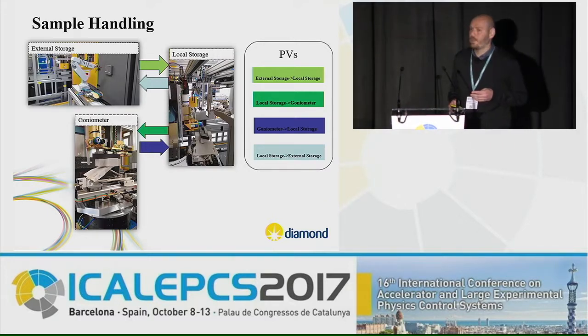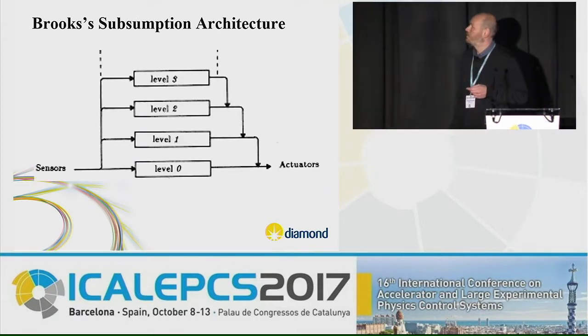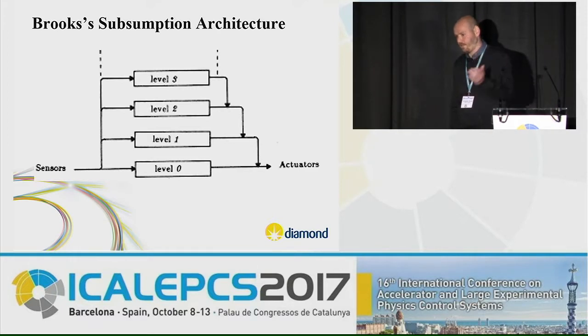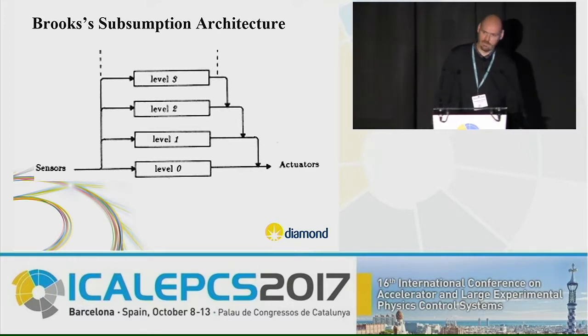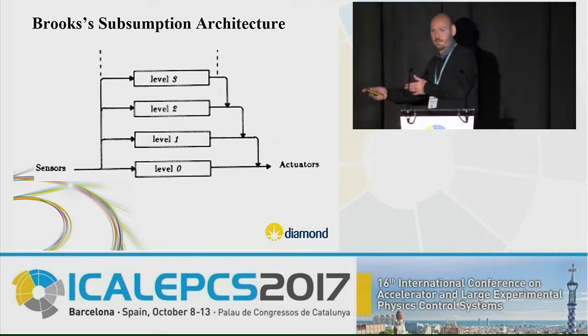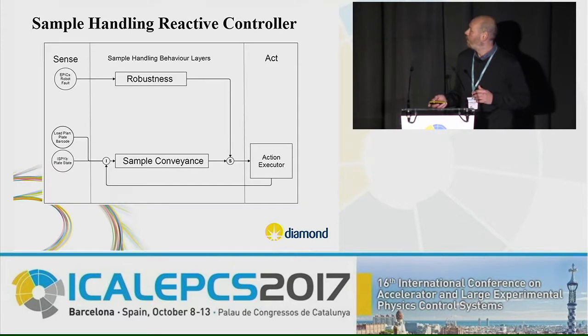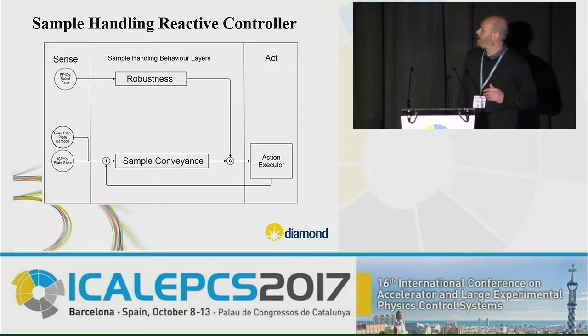So the sample handling controller is an adaptation of Rodney Brooks's subsumption architecture. He is from MIT and a founder of behavioral robotics. It resolves this: tell me which action we should actually take from these 4 PVs. So that's the design of the controller here.